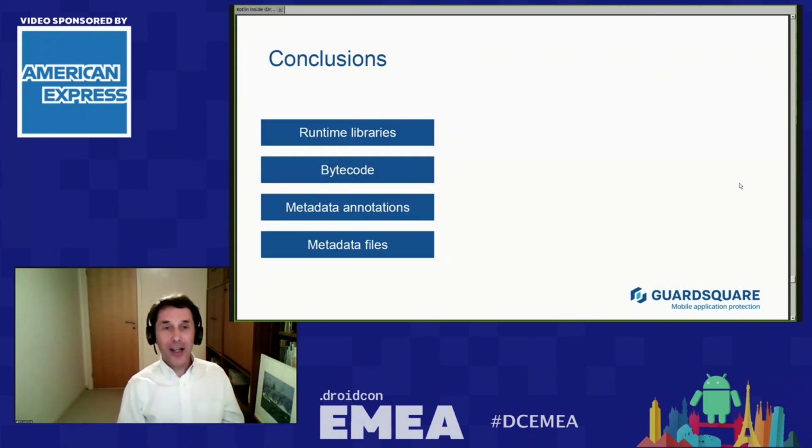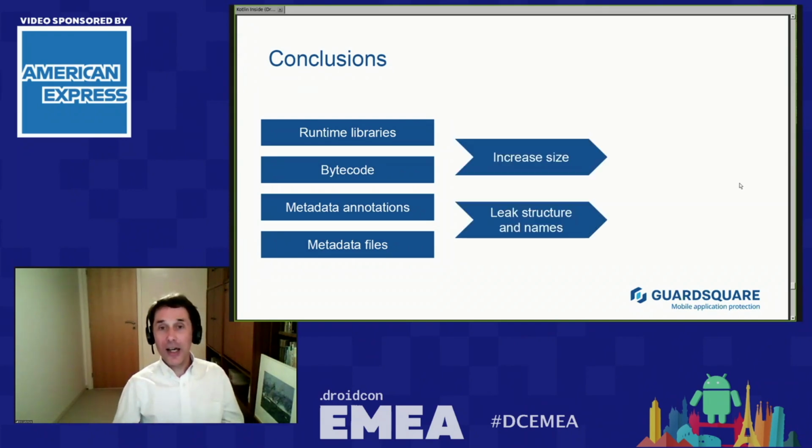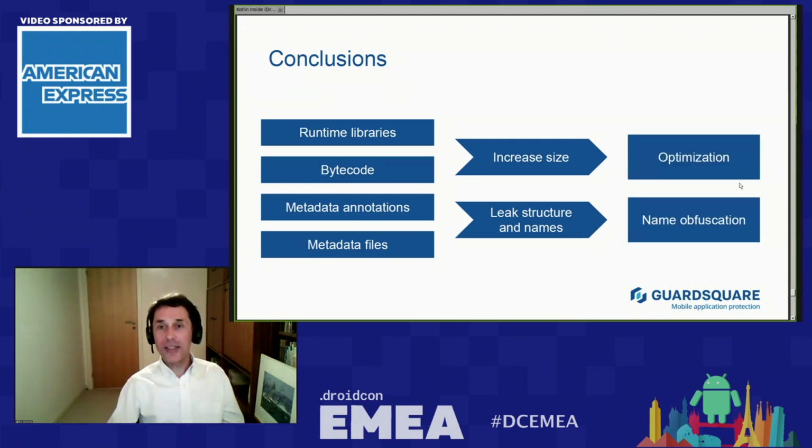So in conclusion, I've shown that the Kotlin compiler adds runtime libraries and bytecode on the code size. It adds metadata as well in classes and in separate files. And of course, that increases size, but not so bad. But it also leaks the structure of your application or your classes and the names that are present in there. So it's definitely worthwhile to apply optimization and proper name obfuscation. Now, I won't be claiming that this is protecting your application thoroughly. This is just a small part of protection. Name obfuscation is like a baby step.